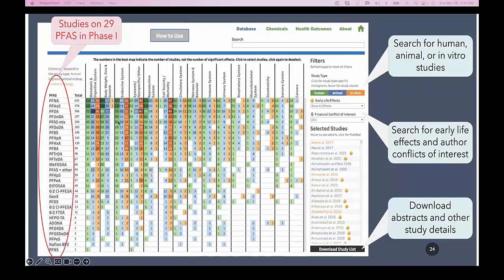So let's say I was interested in all the studies related to PFNA and endocrine system. I can see just without even clicking on anything, there are 129 human studies, 49 animal studies, and 35 in vitro studies. Now let's say I'm interested in a compound like GenX. Here's GenX down here where it says 29 total studies. And I can just see by scrolling down this column here to the right that there are no human studies in this database on GenX, which is informative in and of itself.